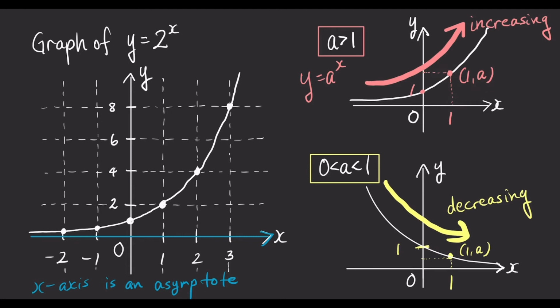All right, now if a is between 0 and 1, like for example, if a is 1/2, or if a is 3/4, then it'll become this kind of graph, a decreasing graph. And that's because this gets smaller and smaller. So if a is 1/2, then this is 1/2, and next x is 2, y is 1/4, x is 3, and y is 1/8, etc. So if a is between 0 and 1, this is a decreasing graph. But if x is 0, then y is still 1. And if x is 1, then y is still a. This is the same as before.